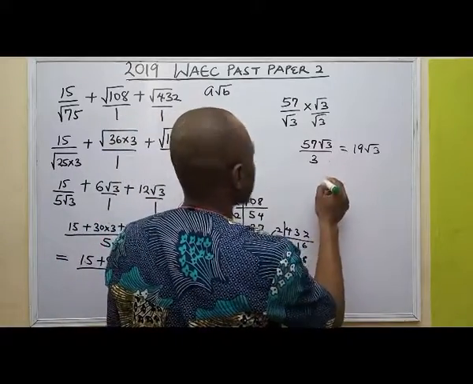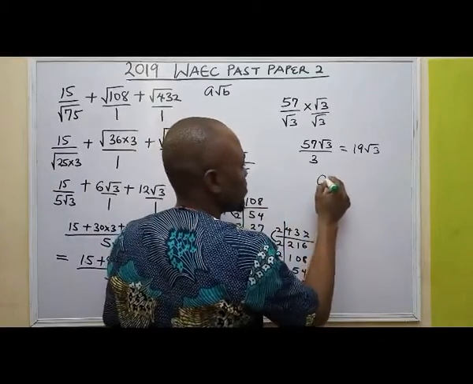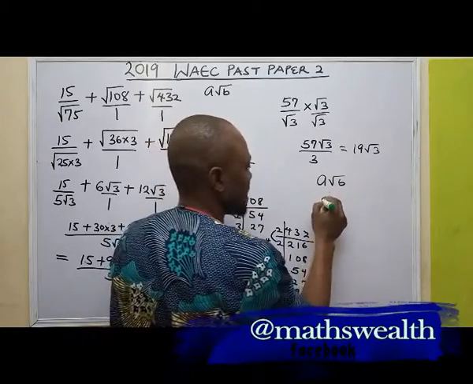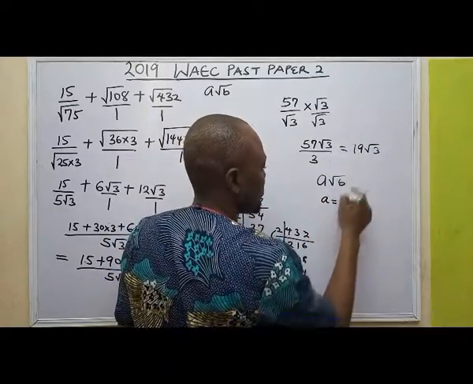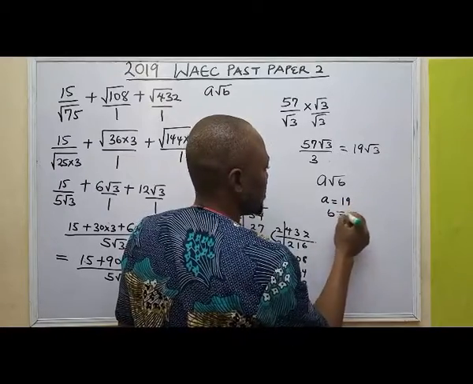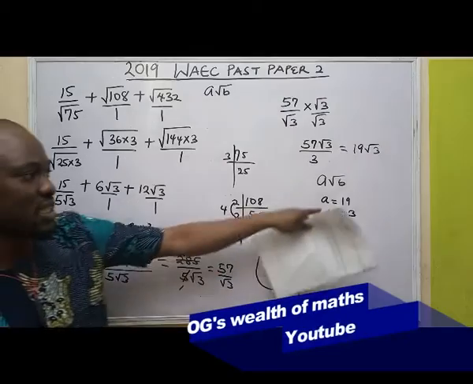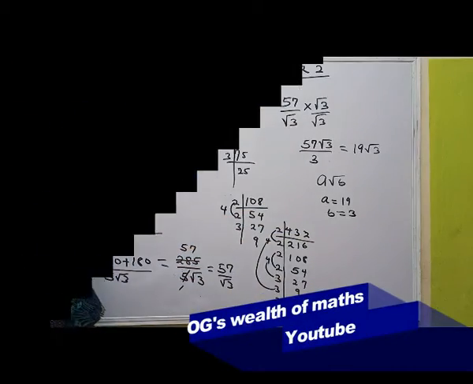Therefore, the question says that my answer should be in the form a root b, where a and b are integers. You can see that a is this value, which is 19, and b is this value, which is 3. So the values are a is 19 and b is 3. So that's the solution.